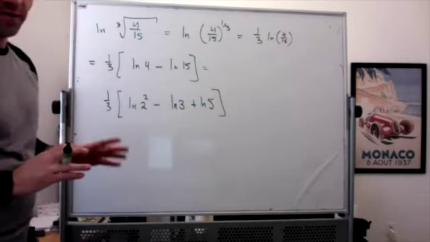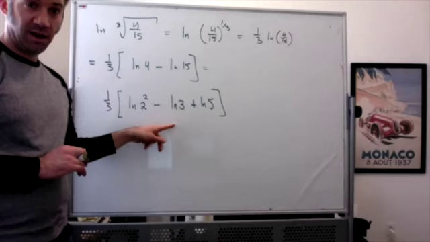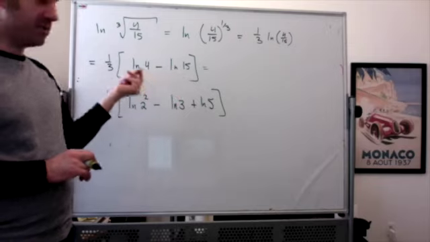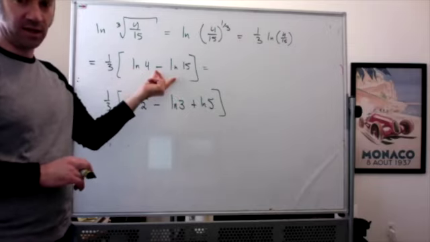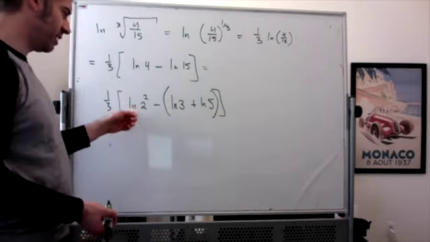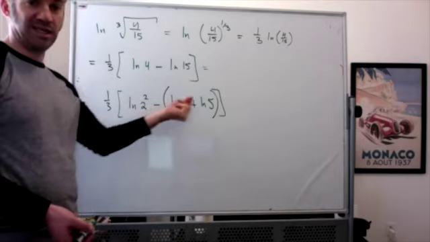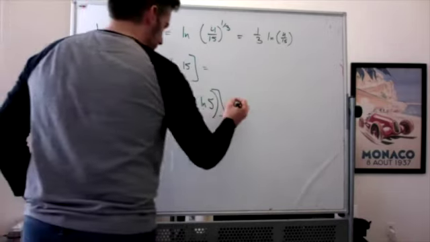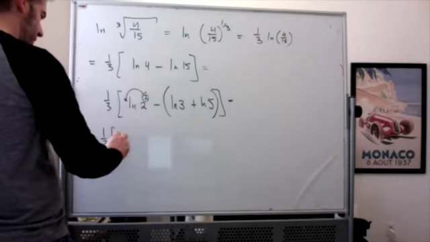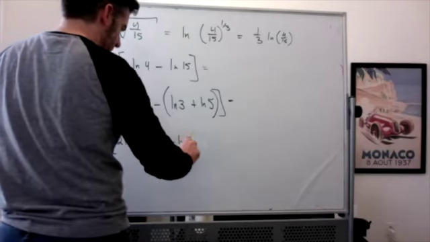Now I want to be very, very specific here. The way I've written this, there's actually a little mistake. If I did this minus this, well, I'm doing natural log of 4 minus all of natural log of 15. Well, this here is all of natural log of 15. So it should still be natural log of 4 minus all of this. So what happens is you have to distribute this minus sign to each of those terms. This ends up being 1/3 times, this 2 comes down in front. So we've got 2 natural log of 2 minus natural log of 3 minus natural log of 5.